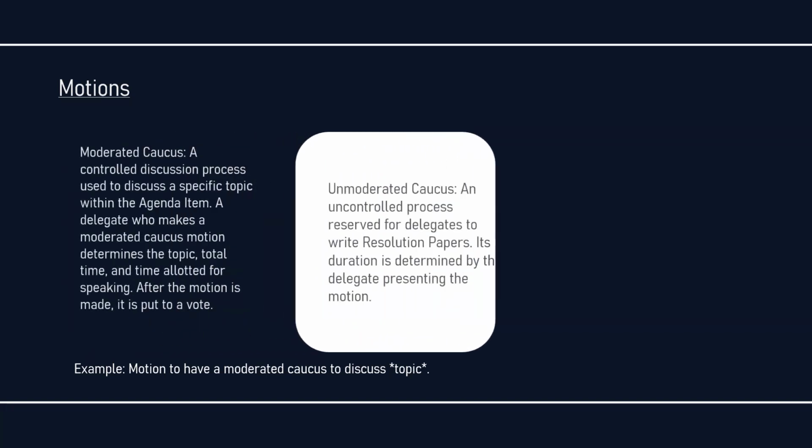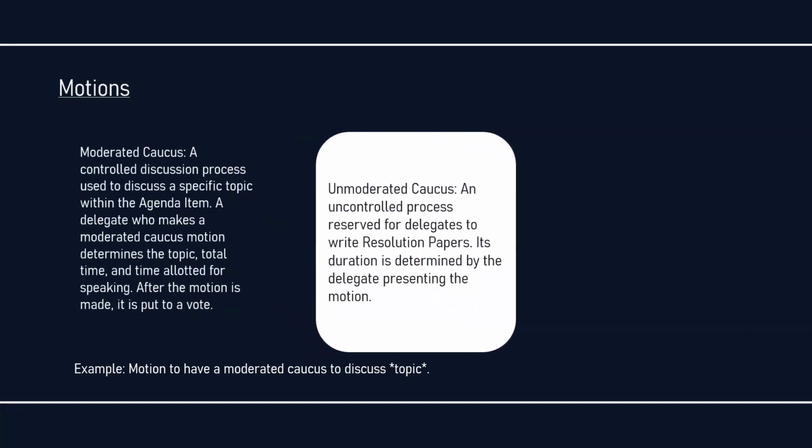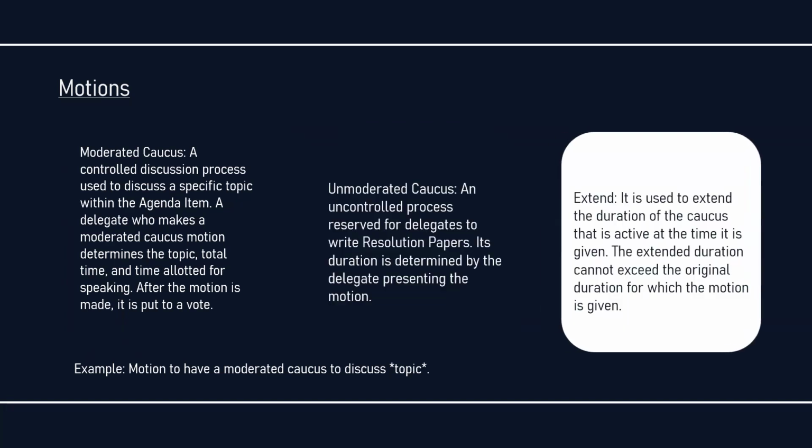Unmoderated caucus is an uncontrolled process reserved for delegates to write resolution papers. Its duration is determined by the delegate presenting the motion. Motion to extend the current caucus is used to extend the duration of the caucus, or motion in another word, that is active at the time it is given. The extended duration cannot exceed the original duration for which the motion is given. For example, if you have a 15-minute motion and it is on the brink of finishing, you can give 10 minutes of extension and talk about it 10 minutes more.